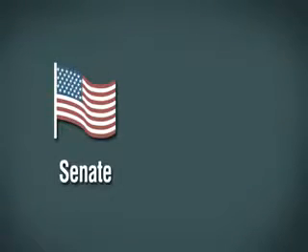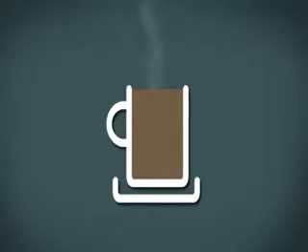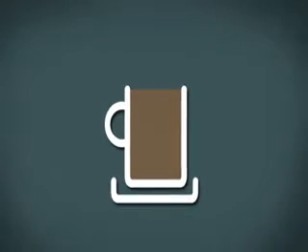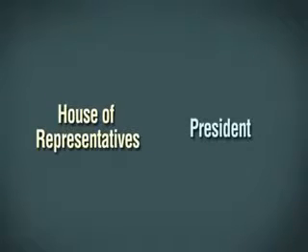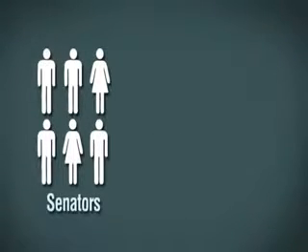The Senate in the US Congress, like the House of Lords in the UK Parliament, is sometimes called the upper house. George Washington described the Senate as the saucer that cools the coffee, meaning that it's their job to scrutinise and question all proposals made by both the House of Representatives and the President, before voting to decide whether they should proceed as law.